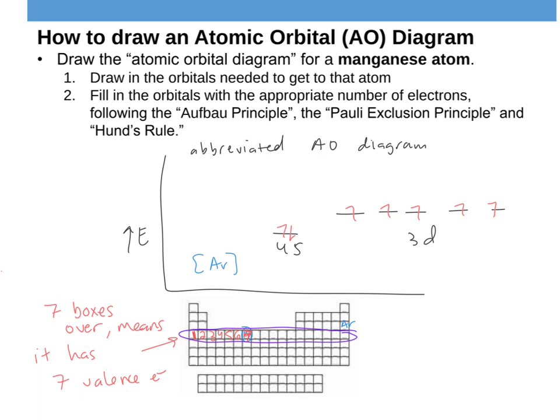So if you ever see something like this and wonder, wait, why did someone write argon in the middle of this? I thought we were talking about manganese. It's because they're saying, instead of drawing all of these electrons that go before, you just say it looks like argon, but then you also go to the 4s and the 3d, and you continue from there. And we'll use this nomenclature a little more when we do the electron configurations.